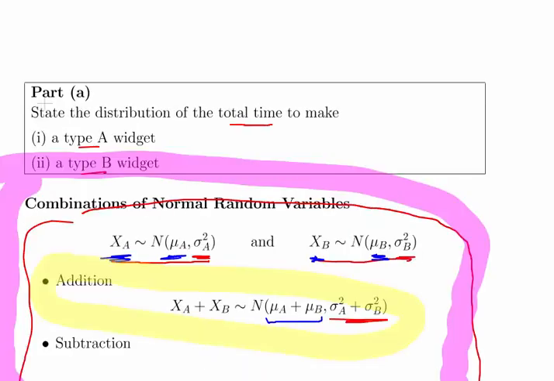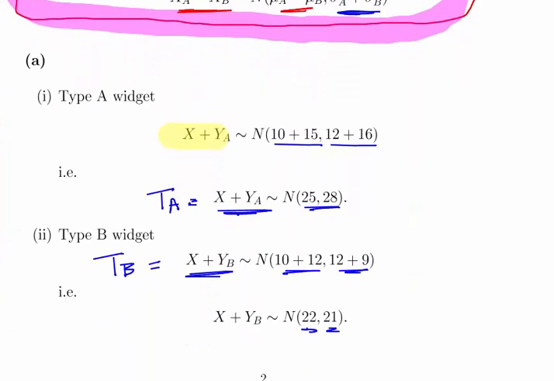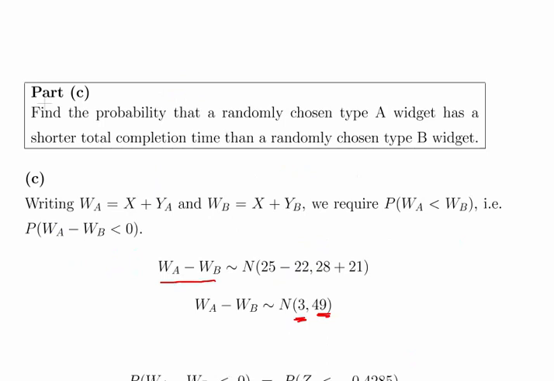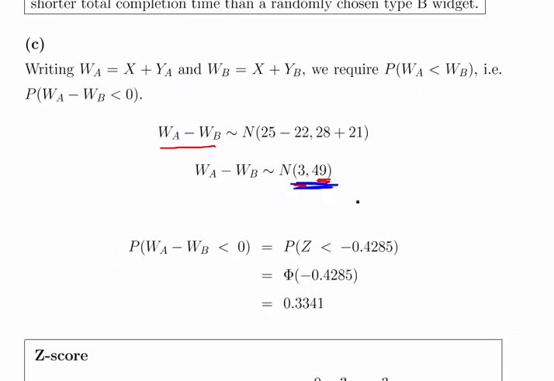Let's just go back here a second. So these total times here, this one here and this one here. I'll call it T here, but I'll just call it W here, just to go back a bit. Widget A, widget B. So there we have it, 3 and 49 as the mean and the variance.